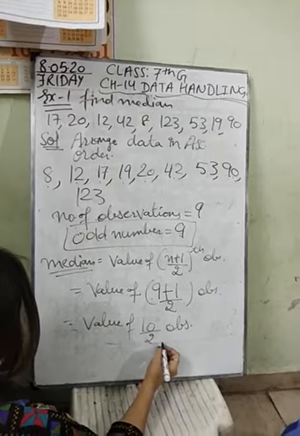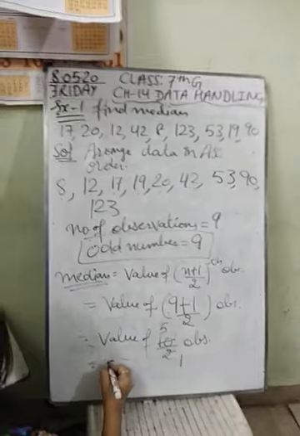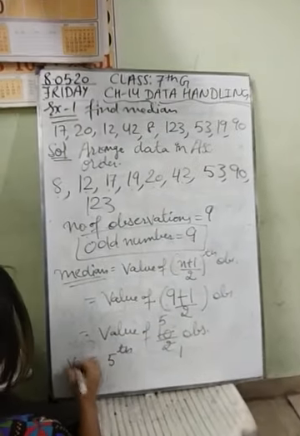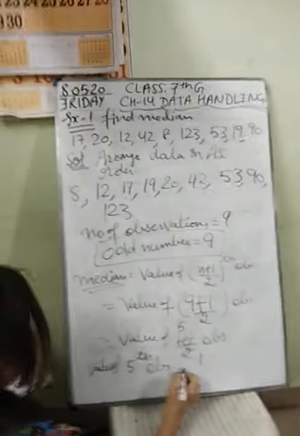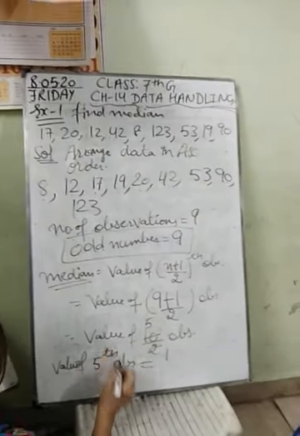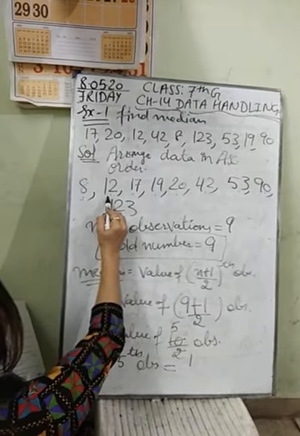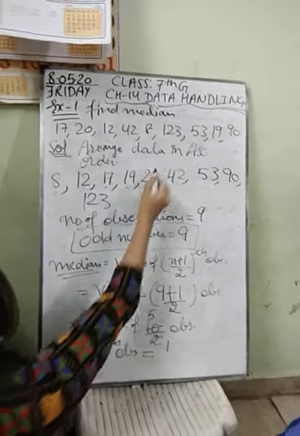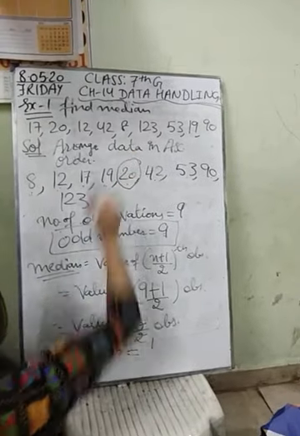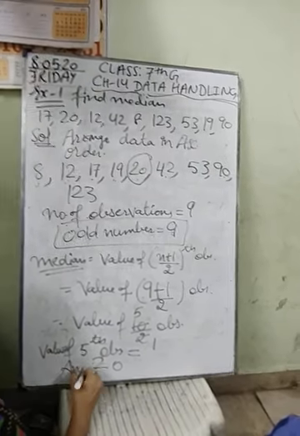Reduce into simplest form. 2 1s are 2, 2 5s are 10. It means the value of the fifth observation will be your answer. Now the fifth observation is: first observation, second observation, third observation, fourth observation, and this is your fifth observation. That is 20, your answer.